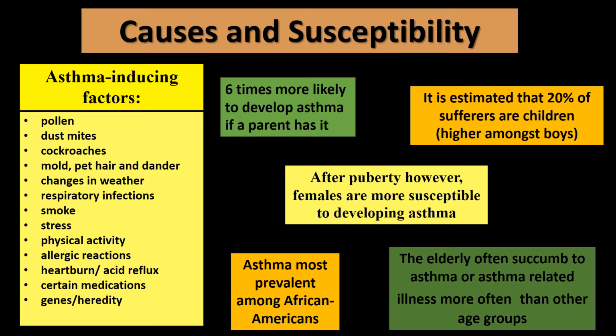It is estimated that 20% of asthma sufferers are children, and that number is higher amongst boys. After puberty, females are actually more susceptible to developing asthma. Asthma is most prevalent among African Americans, and the elderly often succumb to asthma or asthma-related illness more often than any other age group.